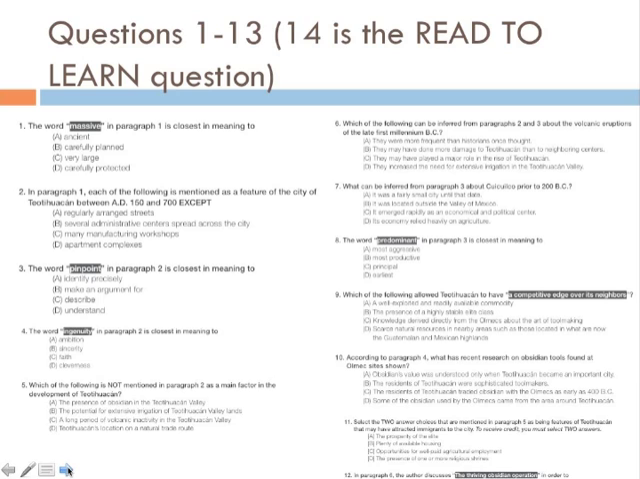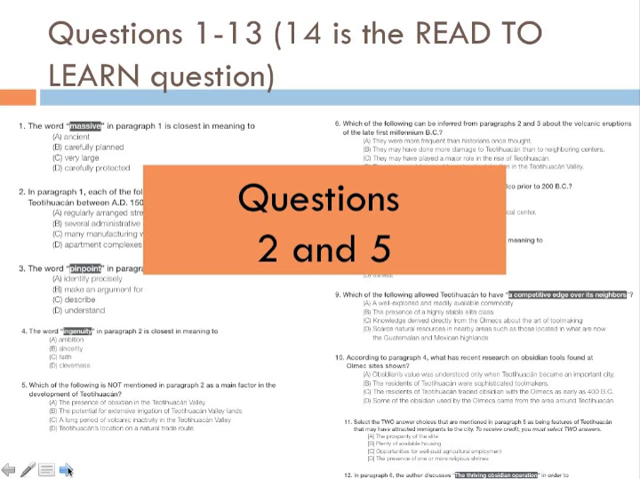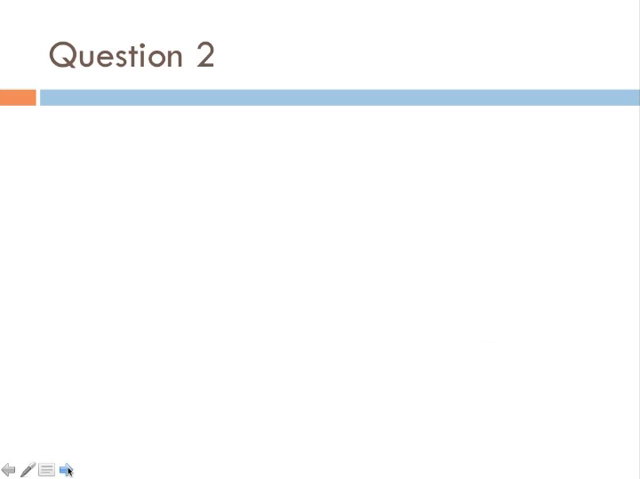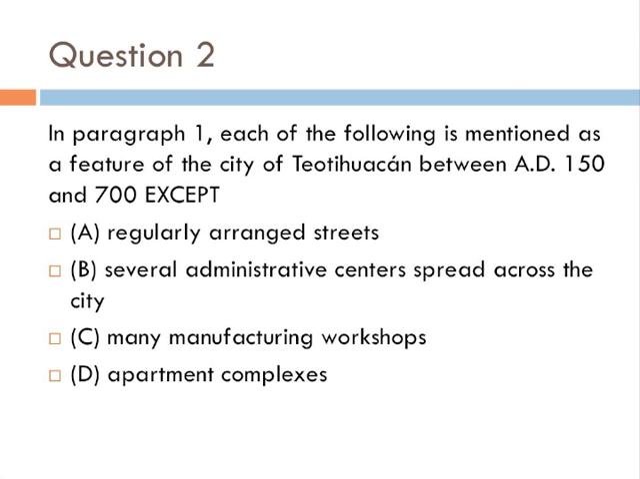Well, scanning through the question choices, the questions we're going to be looking at briefly are questions 2 and 5. Immediately in question 2, you will notice the word except. And of course, it also tells us, just like with the first detail question, where exactly to look in the text. So, for example, in paragraph 1, and then it mentions where specifically in paragraph 1. Something as a feature of the city in a certain time period. So there, once again, numbers are involved here, and that can be pretty confusing.